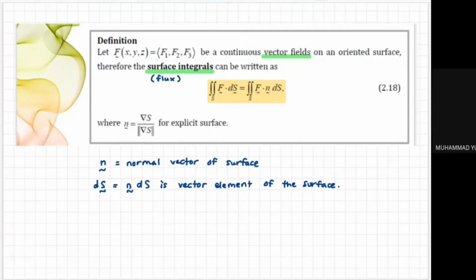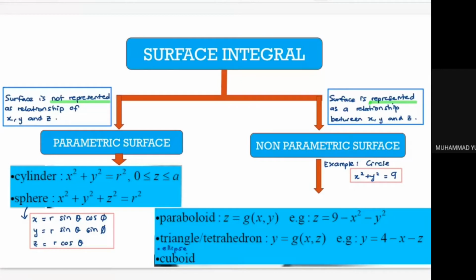So this is the definition of surface integral. Let F be a vector field. Then the surface integral or flux can be written as the double integral of F dot dS, which is equal to the double integral of F dot n dS, where n is the normal vector of the surface. We have two types of surface: the parametric surface and the non-parametric surface.